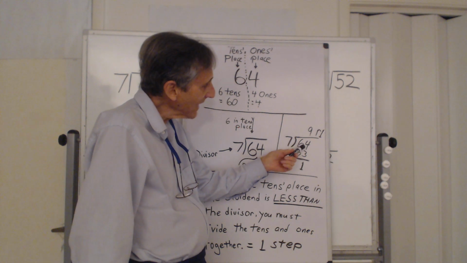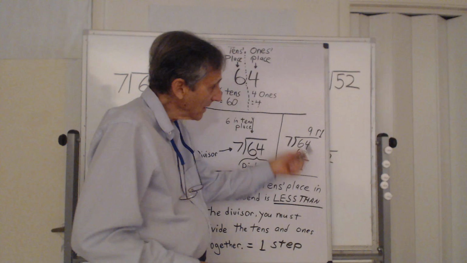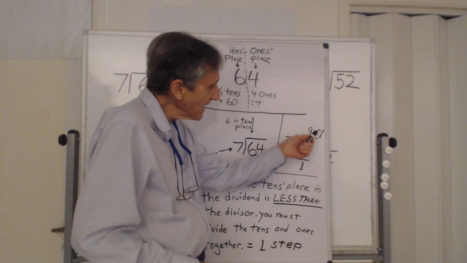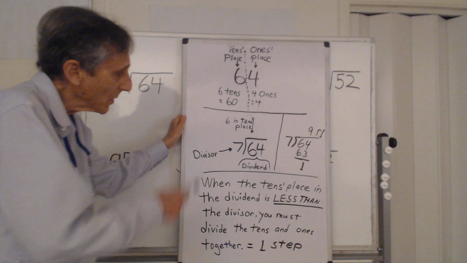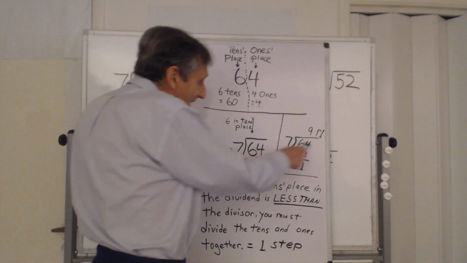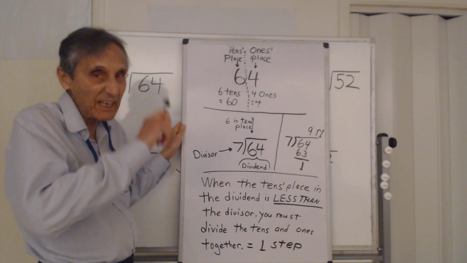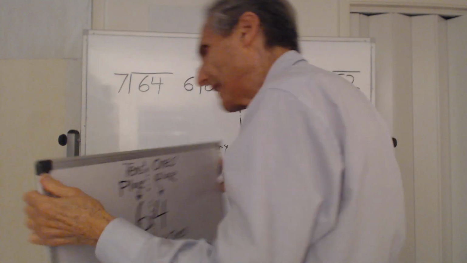Divisor greater than the tens place. We divide 64 together. 9 times 7, 63. Subtract, remainder of 1. 1-step. See? 64 gets divided together. Let's look at 2-step.